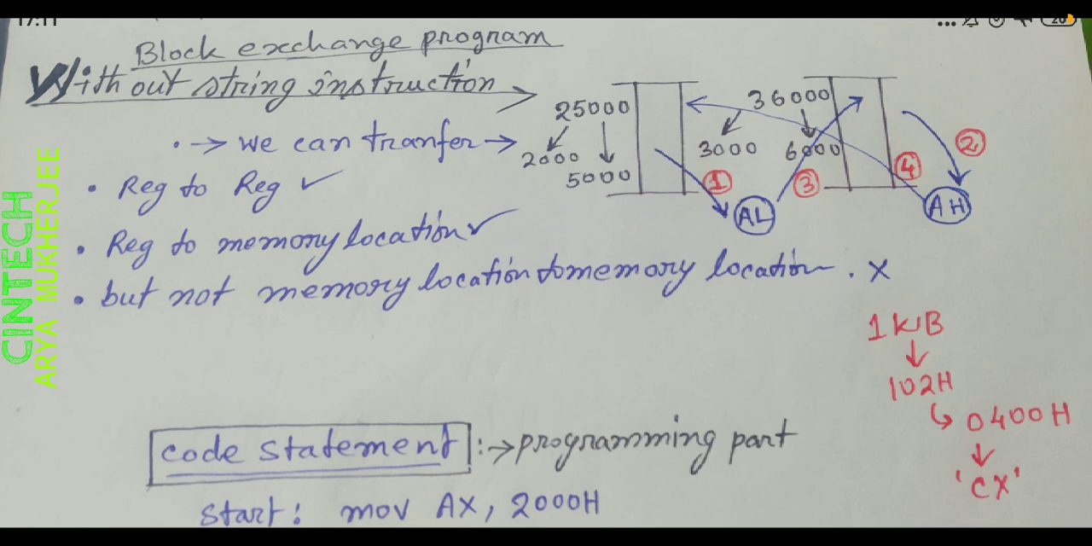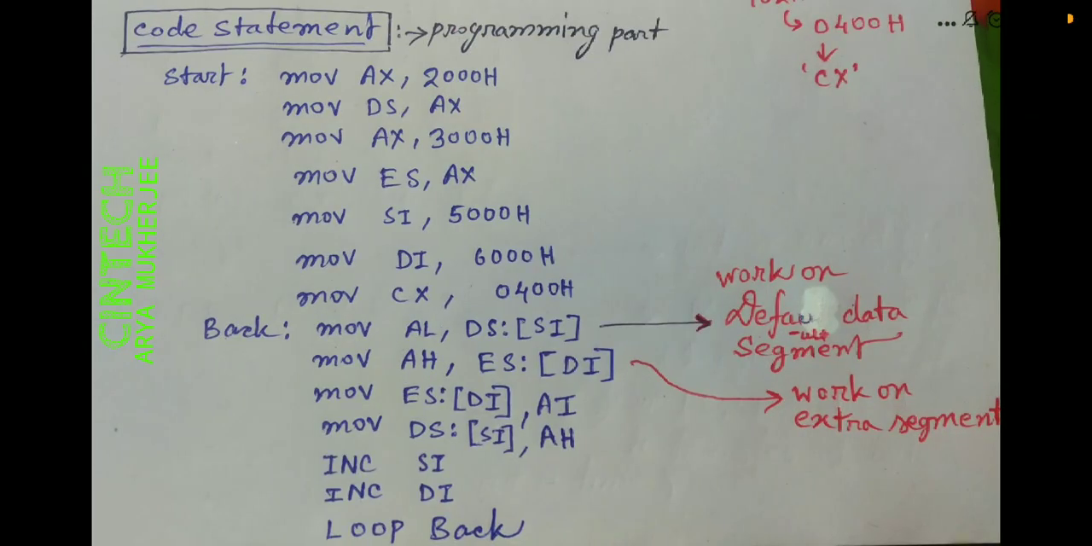By marking 1, 2 and 3, 4, I want to say that these are the steps. We need 4 steps. In the program section, we can see there are 2 main steps to execute this program without string instruction. So let's come into the program. Here, my friend, is the code segment, the programming part. The first one is the first part and the second one is the second part.